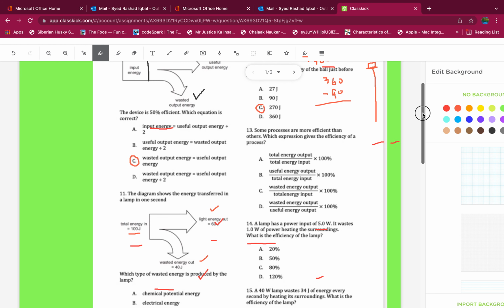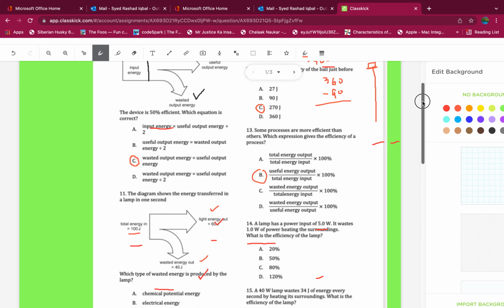Look here, number 13, read it. Some processes are more efficient than others. Which expression gives the efficiency of the process? Efficiency is equal to what? Total energy output? No. In efficiency we consider only the useful energy output, divided by the overall total, multiplied by 100. So A cannot be the option. B is the option for us.